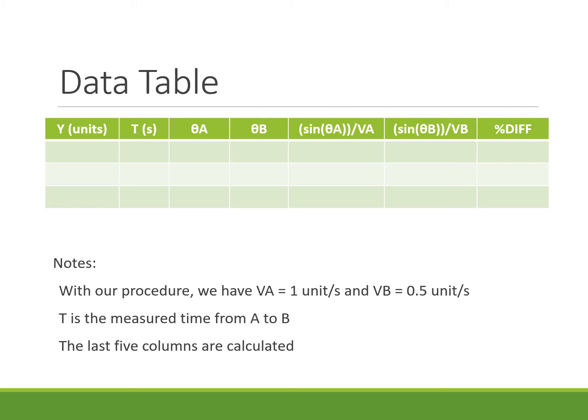Now, the speed in region A is 1 unit per second because we were moving 1 unit every beat or second. But the speed in region B is half a unit per second because we moved a unit every 2 beats or 2 seconds. The very last column is the percent difference of the two preceding columns, in other words, the columns involving sines and speeds. The last column is the percent difference between those two columns.